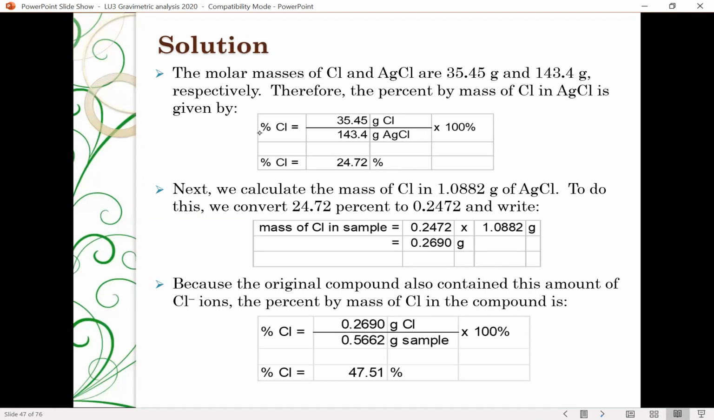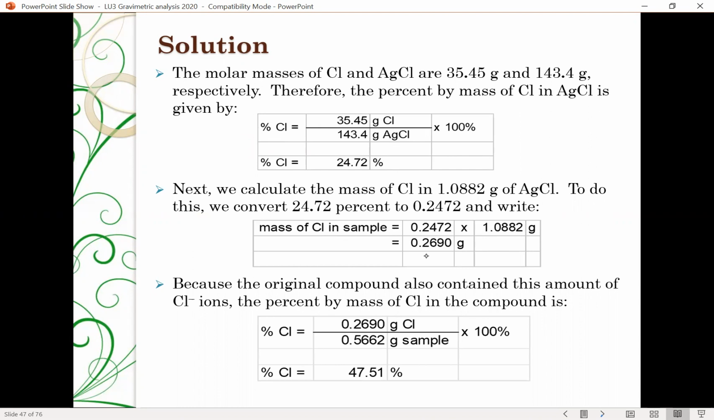In this solution, we convert it to a percentage, but actually we can straight away use 0.2472 to calculate the mass of Cl in your sample. So it's easy. You already have your gravimetric factor, which is 0.2472. You multiply it by the mass of your precipitate.